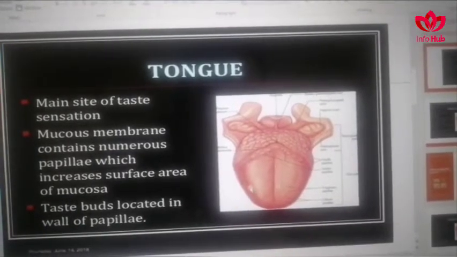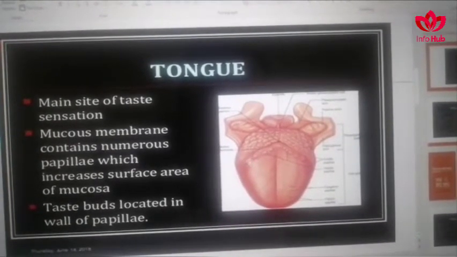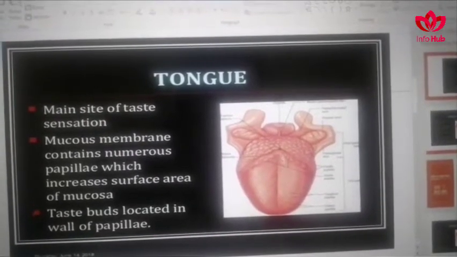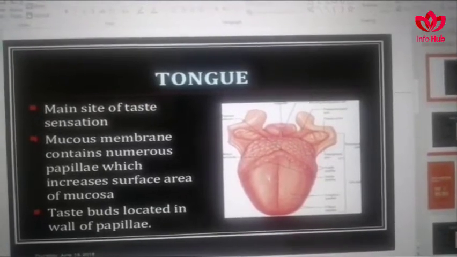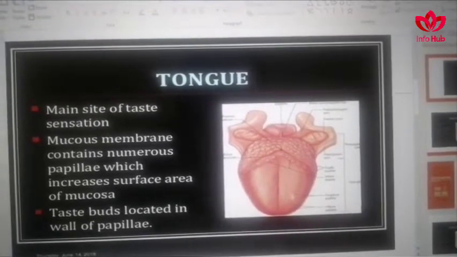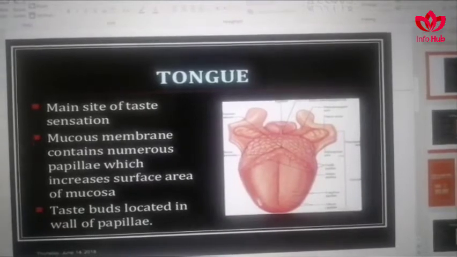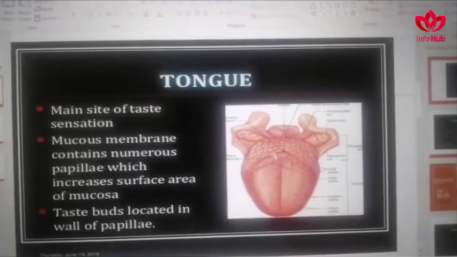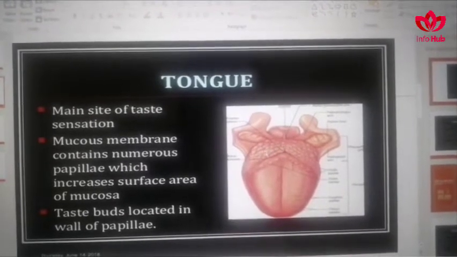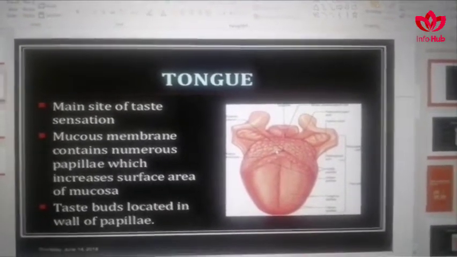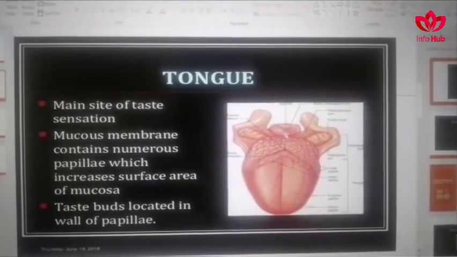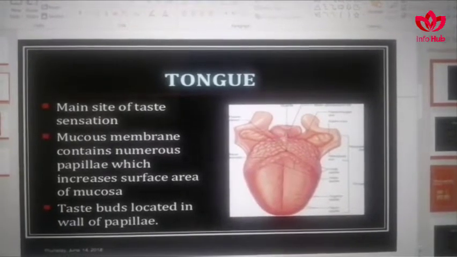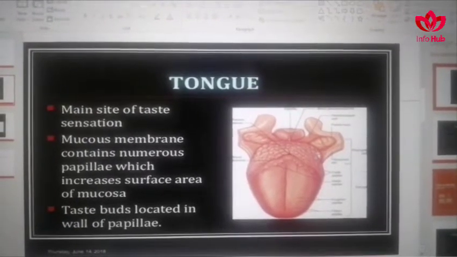This is the anterior 2/3 of the tongue, and this is sulcus terminalis, which divides the tongue into anterior 2/3 and posterior 1/3. The majority of your taste buds or taste receptors are over here in the anterior 2/3 of the tongue, and the posterior 1/3 also contains a few taste buds which are located in the walls of papilla. Taste buds are also present in the epiglottis and some part of the pharynx.